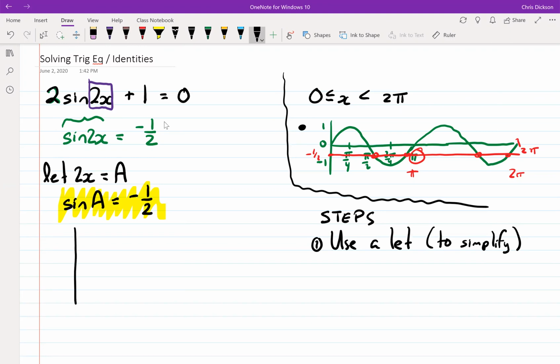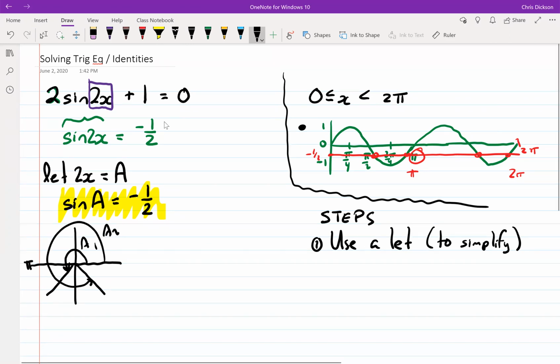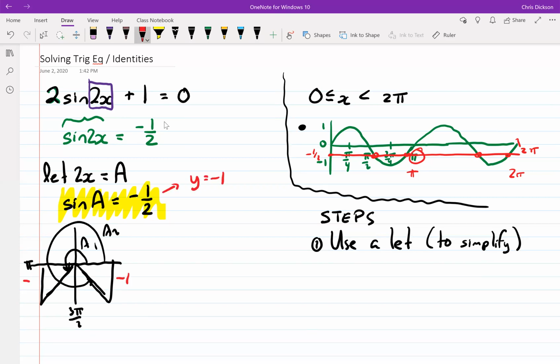So I'm going to draw my little angle here. Sine is negative in quadrants 3 and 4. So we're looking at an angle here, or maybe an angle over here. I know that's pi. I know that's 3 pi over 2. And when I draw my reference triangles, I know that the y value is going to equal negative 1, and the r value is 2.